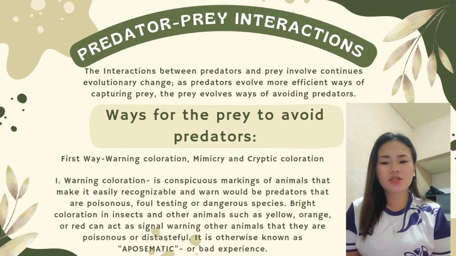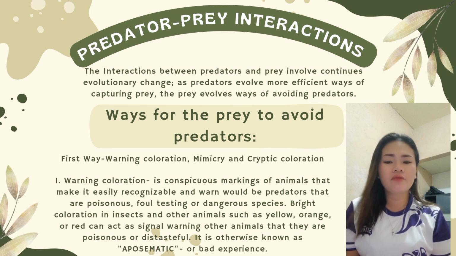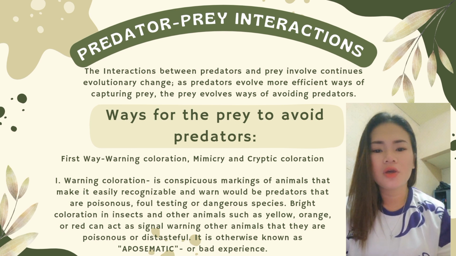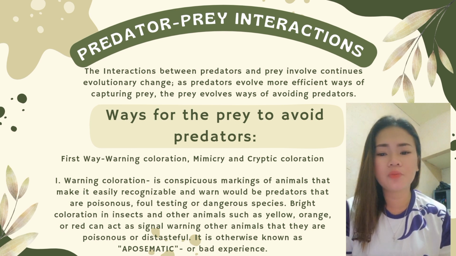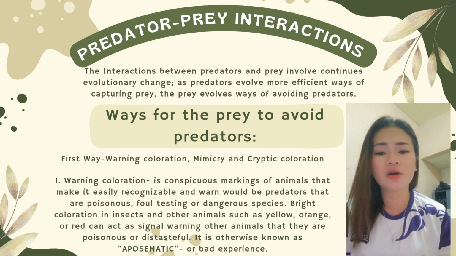Predator-prey interaction. The interactions between predators and prey involve continuous evolutionary change. As predators evolve more efficient ways of capturing prey, the prey evolves ways of avoiding predators. So, the first way to avoid predators is warning coloration.